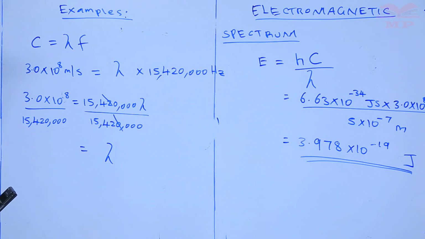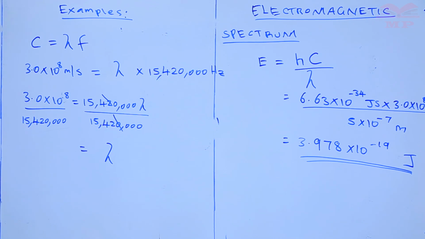So again, you just pick your calculator and we feed this. Remember to put the bracket. You first open the bracket, put 3.0 times 10 power 8, close it, then divide by, open again, 15,420,000. Close the bracket and get an equal to sign, and we'll now be able to get the answer.